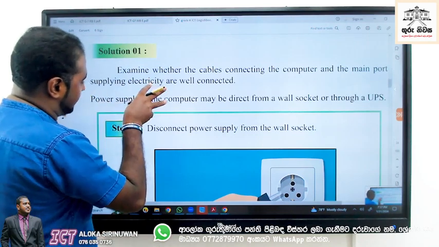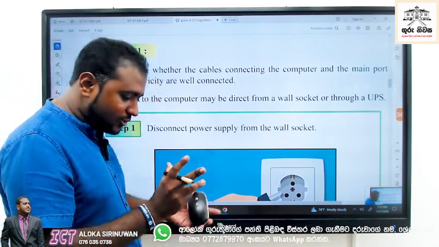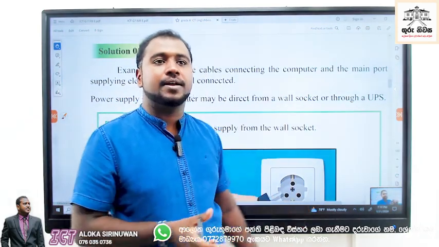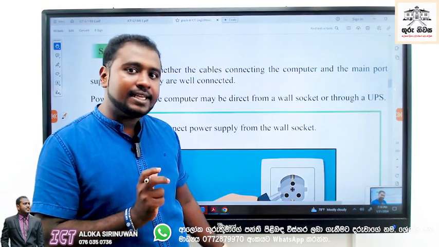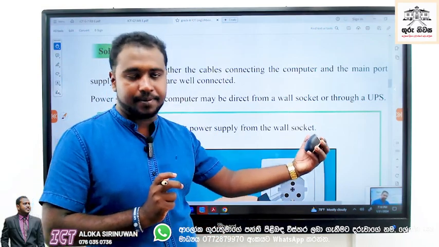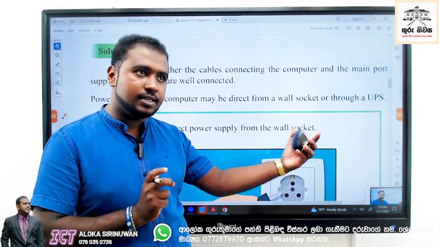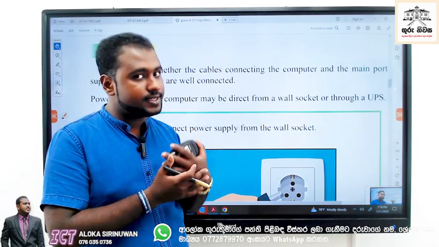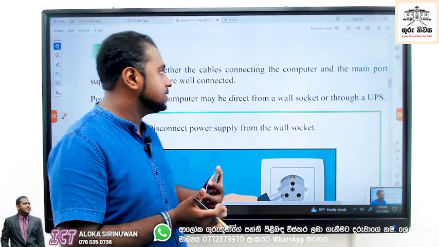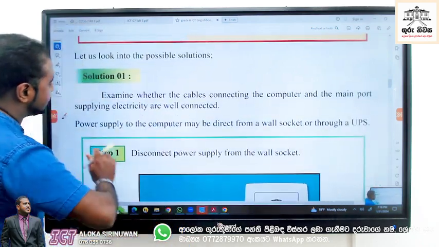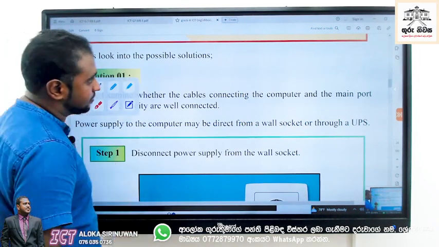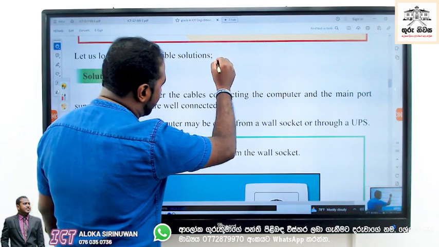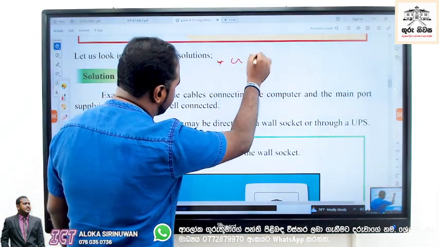Some computers are connected with a UPS, but there are some computers that are directly connected with your wall plug. No UPS. Understood? There are two methods of connecting your computer. Right? Someone can tell me what is the purpose of the UPS? Who can tell me? What is the purpose of applying a UPS to the computer?